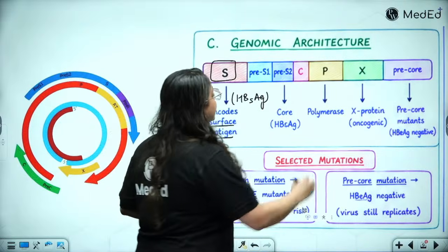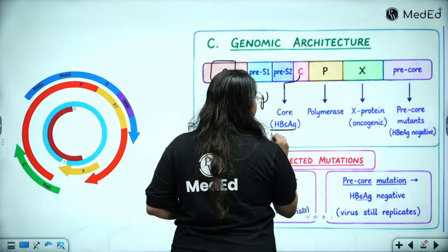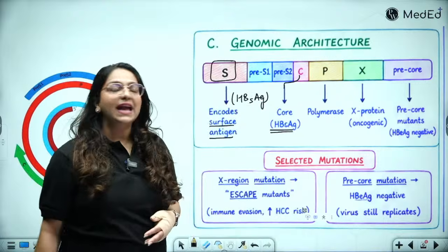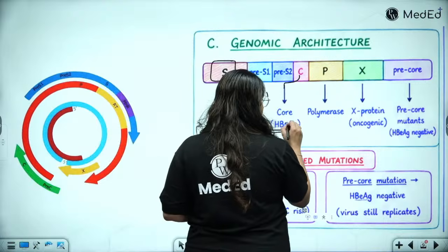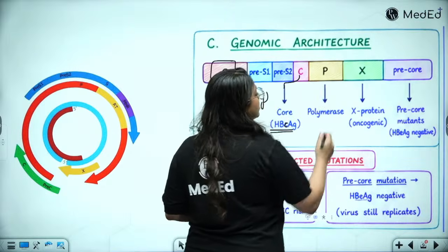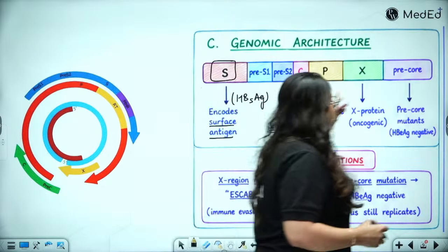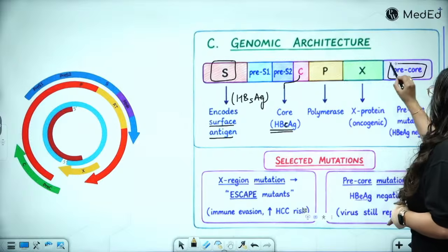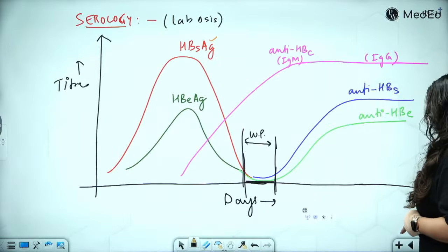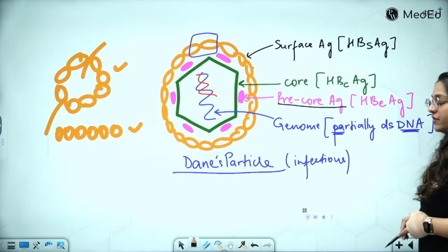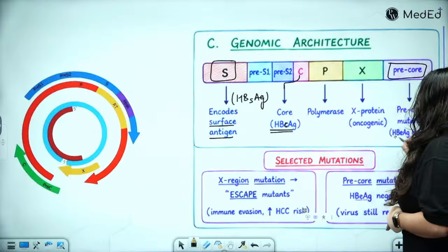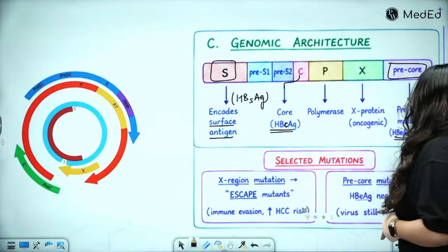Then you have the C region. C region codes for the core, the HBc antigen of the virus. Yes, it codes for the core of the virus. Then P codes for the polymerase. Pre-core. What does pre-core code for? Pre-core will obviously code for the pre-core antigen, right? So this codes for the hepatitis B E antigen, all right?